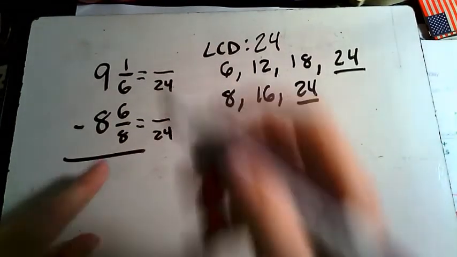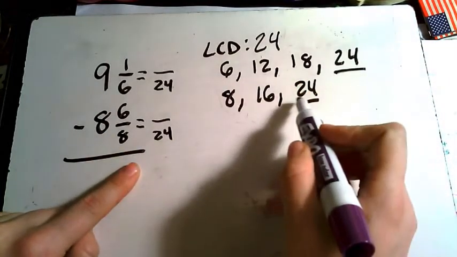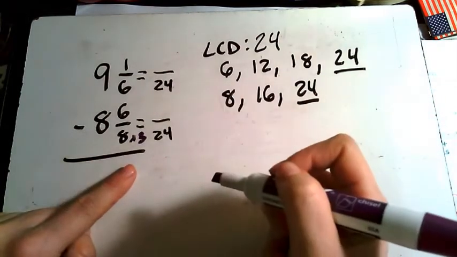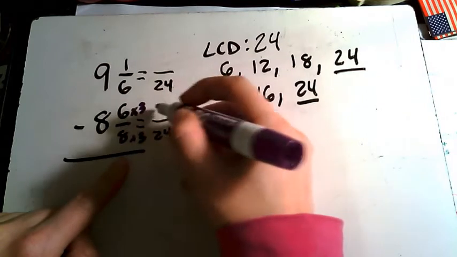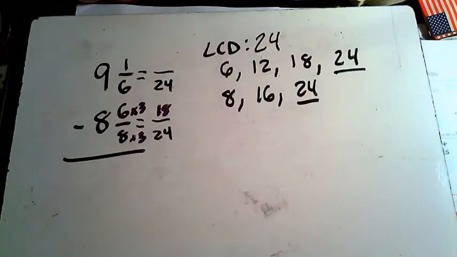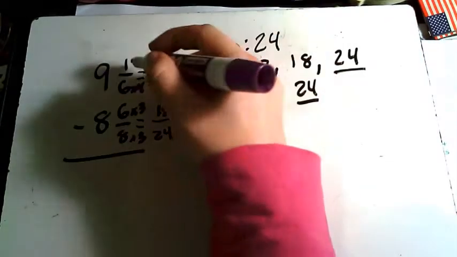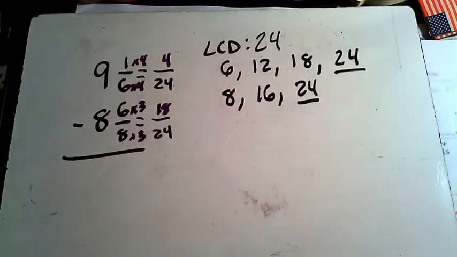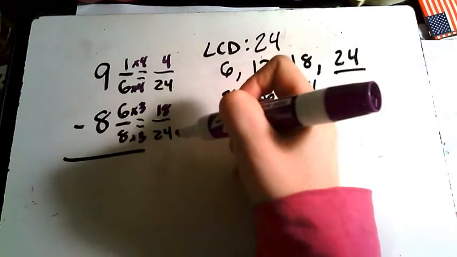All right, and I'm going to think to myself, 8 times what equals 24? If I can't remember, I can always look up here, and I know that that's 3. 8 times 3 is 24. What I do to the bottom, I must do to the top. 6 times 3 is 18. Going up to 1/6, 6 times 4 equals 24. What I do to the bottom, I do to the top. 1 times 4 becomes 4. So I've created my new fractions with common denominators.